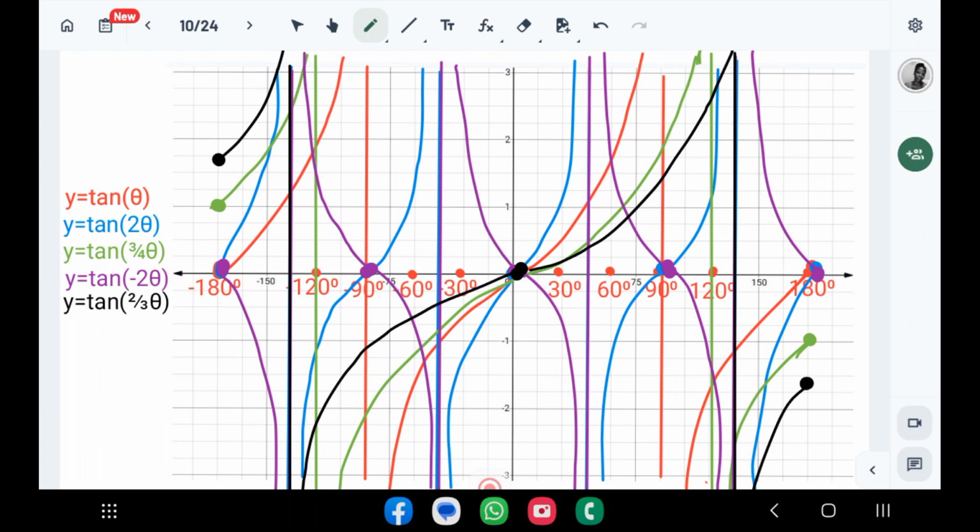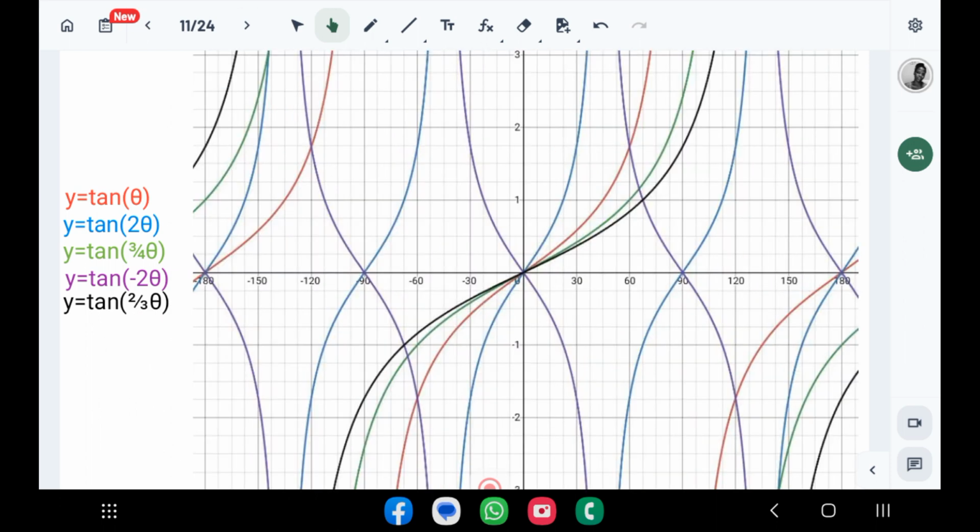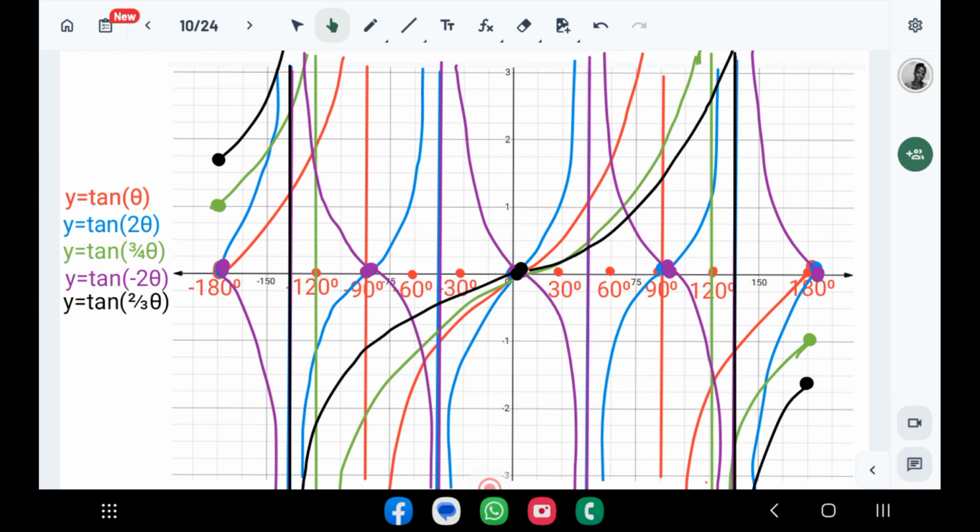And now let's look at what the graph is going to look like when you use a graph calculator. This is basically how you draw all your tangent graphs of the form y equals tan of k times theta. Now let's look at it. It goes exactly the same way. Let's compare, and that is how the graph should look.